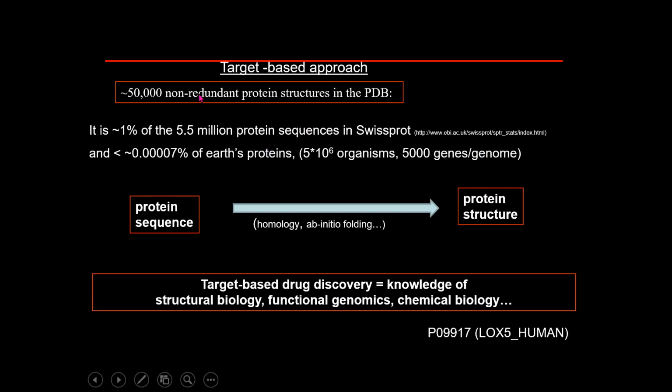Now, like I said, there are about 50,000 non-redundant proteins in the protein data bank. Yesterday I showed you the protein data bank, PDB. If you look at the protein sequences, that is the amino acid sequences present in UniProt or SwissProt, there are 5.5 million. Whereas 3D structures, only 50,000. Because it's difficult to get the pure protein, crystallize it, run XRD, and then get the 3D structure. So lots of amino acid sequences are there, but you don't have the 3D structure. It's almost like 1%.